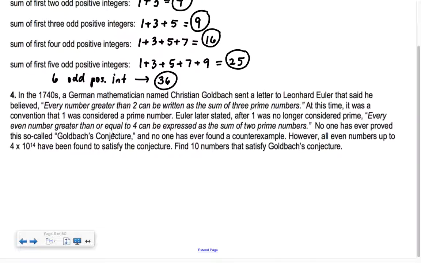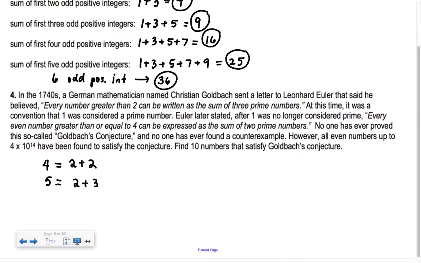So every even number greater than or equal to 4. Let's start with 4. Can that be expressed as the sum of 2 prime numbers? Yeah, what prime numbers could I add together? 1 and 3, if 1 was a prime number. Okay, so Euler said that we're not going to consider 1 prime, so let's do 2 other numbers. 2 and 2. You can add 2 to itself. 2 is prime, right?